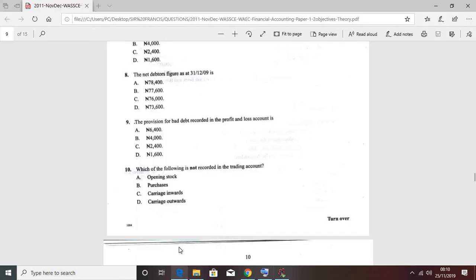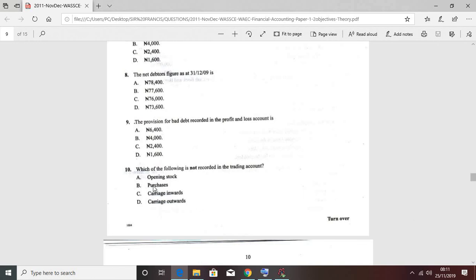So let's see the last question. Which of the following is not recorded in the trading account? You know the trading account for a sole trader. You should know the items over there. So which of the following is not recorded? Opening stock. Do we have opening stock in the trading account? Yes. Purchases, yes, we have purchases. Carriage inward, yes, we have it. Then carriage outward. That one too we have?